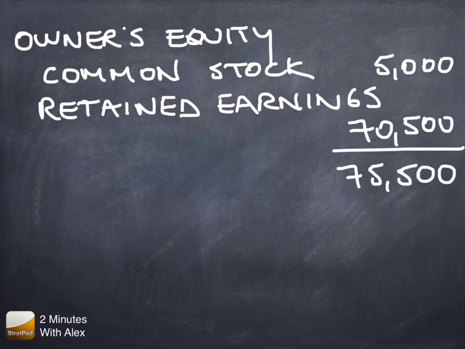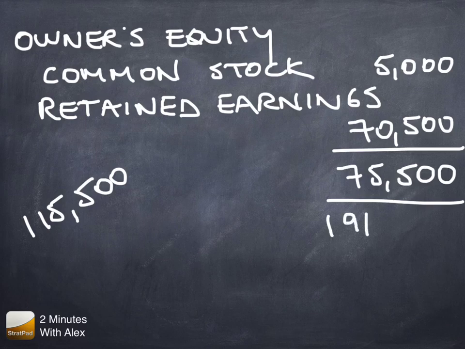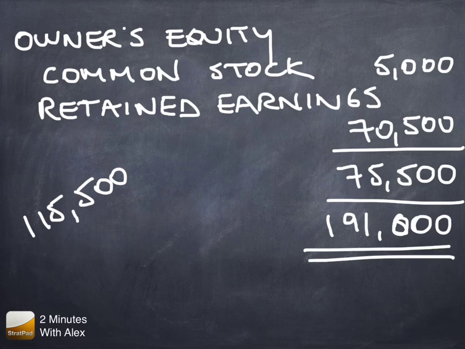$75,500. But we're not done yet, because remember that we had total liabilities in the previous video of $115,500. So we're going to add that to the $75,500, and we're going to end up with a subtotal, and we end up with $191,000 even and double underline that. And you may recall that that $191,000 is exactly the same as the total of the assets. So let me put this all together now so you can see the big picture.